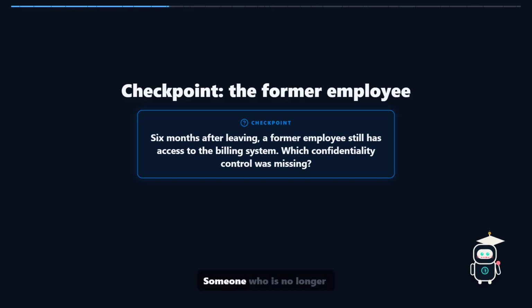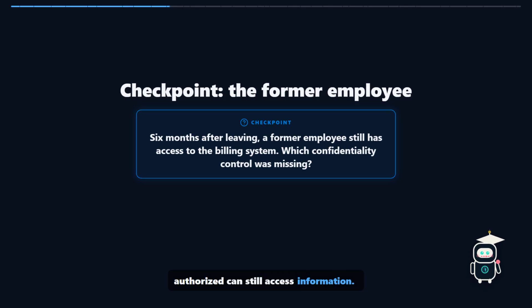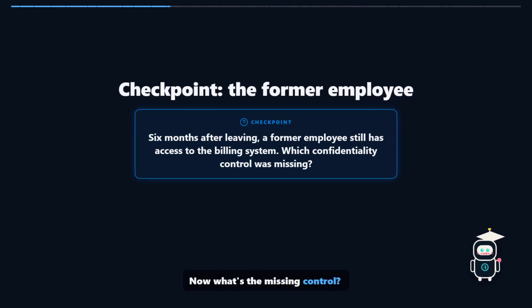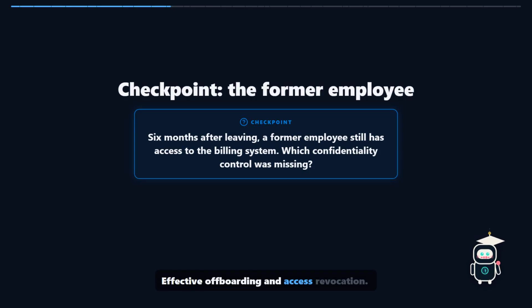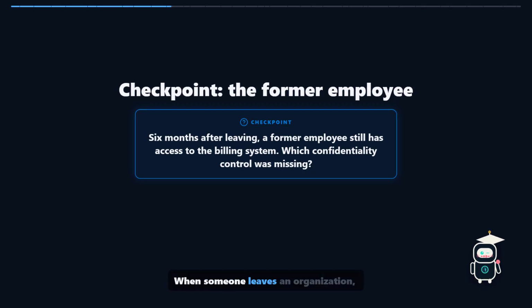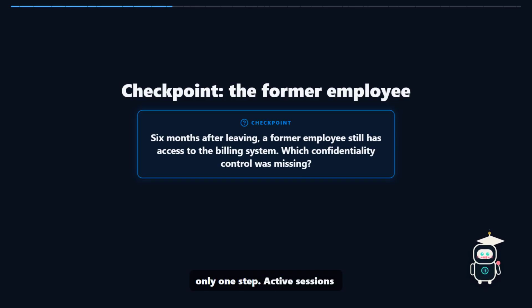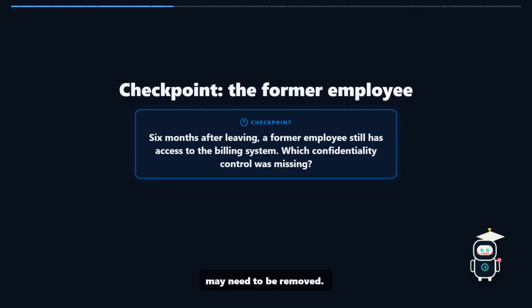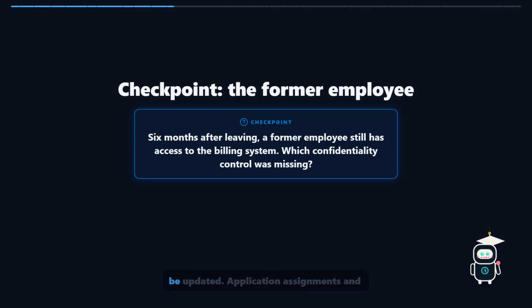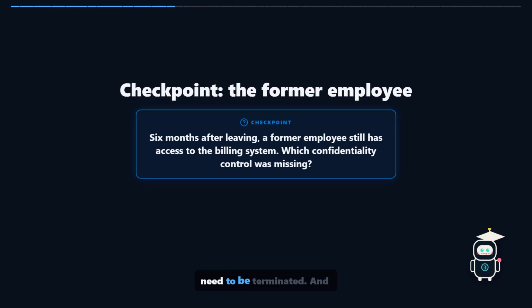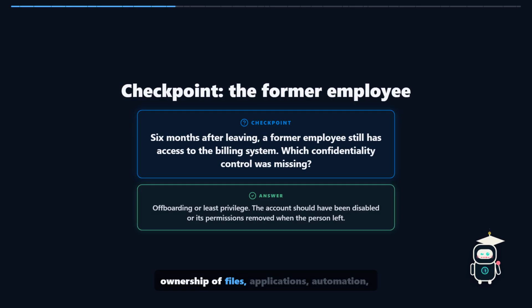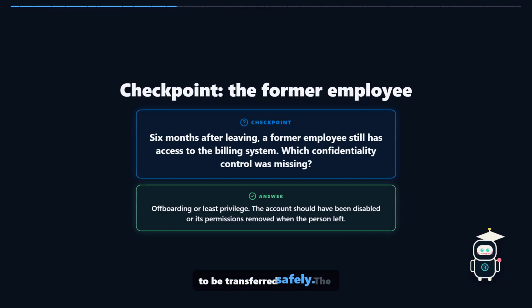Confidentiality. Someone who is no longer authorized can still access information. Now, what's the missing control? Effective offboarding and access revocation. When someone leaves an organization, disabling the account may be only one step. Active sessions may need to be revoked. Role assignments and privileged access may need to be removed. Group memberships may need to be updated. Application assignments and access to shared resources may need to be terminated. And ownership of files, applications, automation, or other resources may need to be transferred safely.